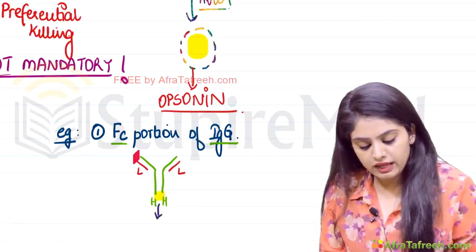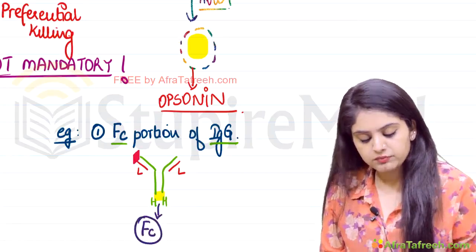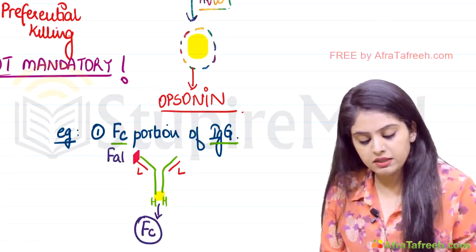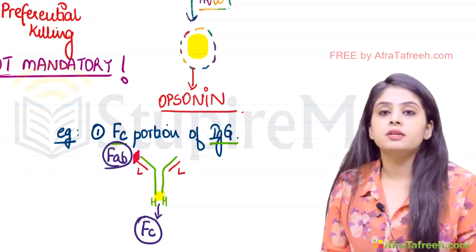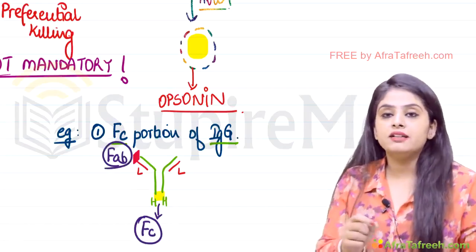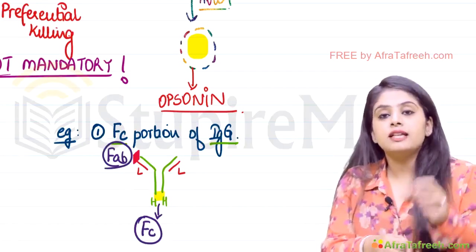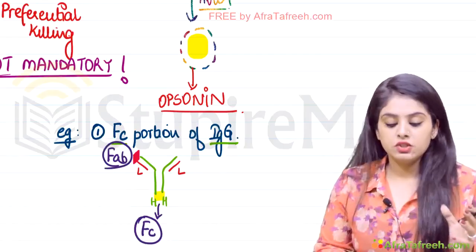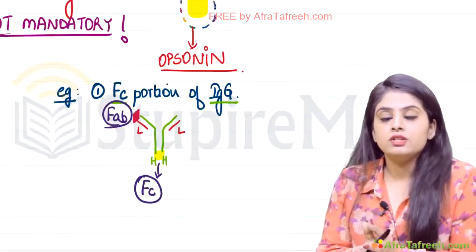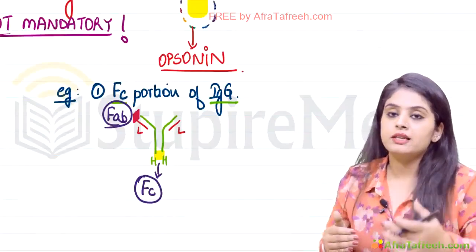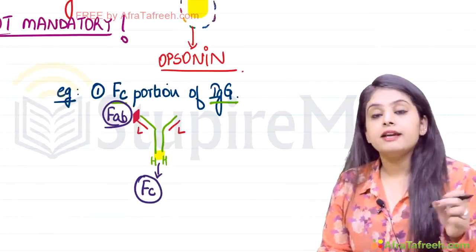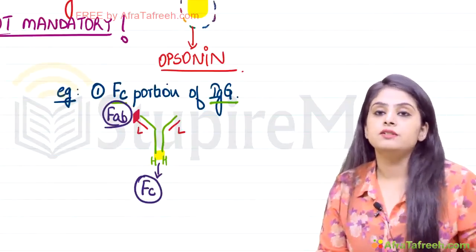This end is known as the FC portion and this end is known as the FAB. What is FAB? It is antigen binding. That is, it is at this portion that the antigen binds to the antibody. So now if you know this structure, that there are 2 heavy chains, there are 2 light chains, there is one FC portion and there is one FAB portion, I am saying opsonin is FC portion of IgG.